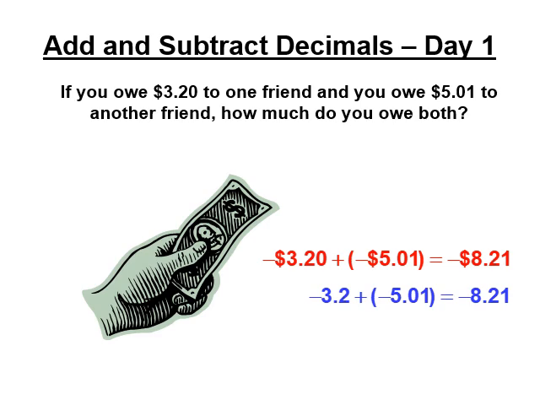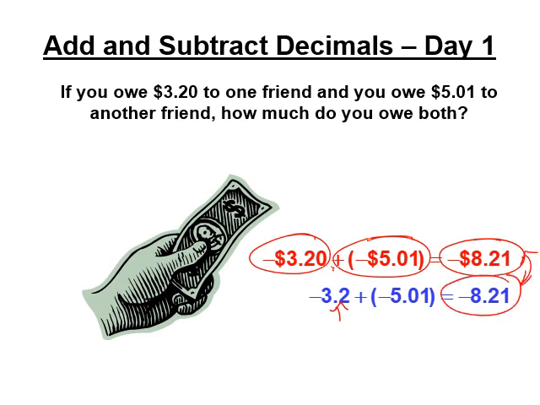All right, so the rules are the rules, right? If you owe $3.20 and owe $5.01, you owe $8.21, right? If it's dollars, everyone gets it right. If you have 3.2, that's $3.20, same thing. So these have basically the same answer and are done the same way.